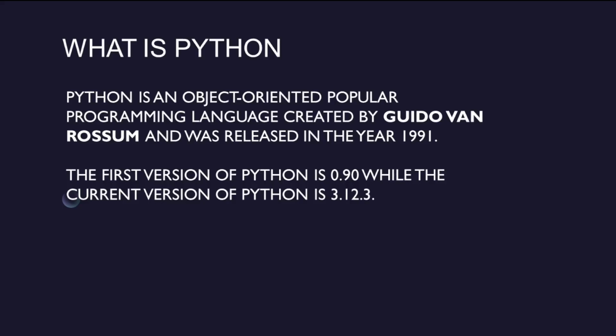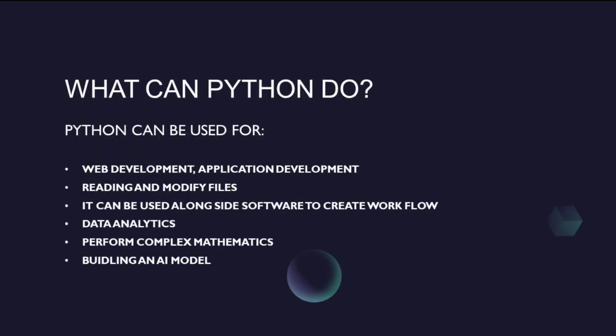So the first version of Python is 0.90, while the current version is 3.12.3. So then we move to what Python can do.